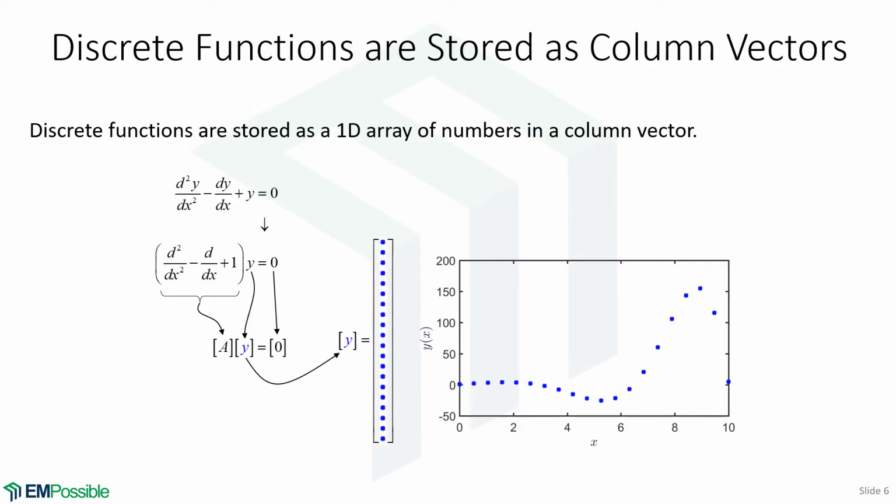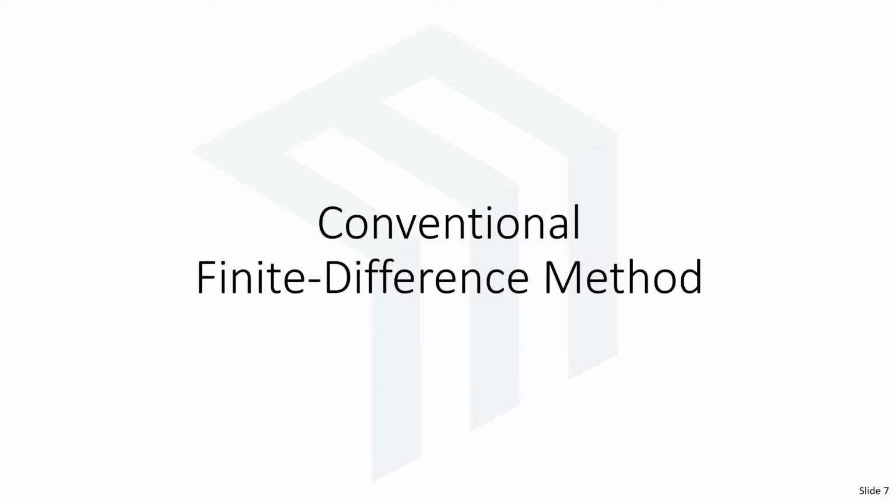And so it will be a one-dimensional array of numbers such that when we plot it, we will see our answer. Now, we don't know this answer until the end, so when we're initially building this matrix equation, this is not known. We have to build it and then solve it for y. Conventional finite difference method.